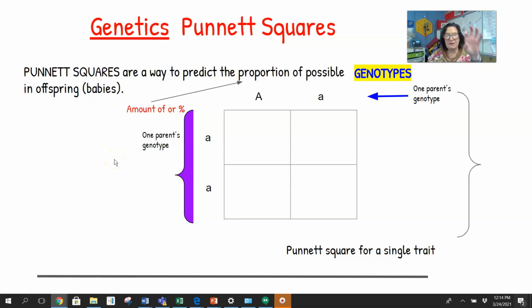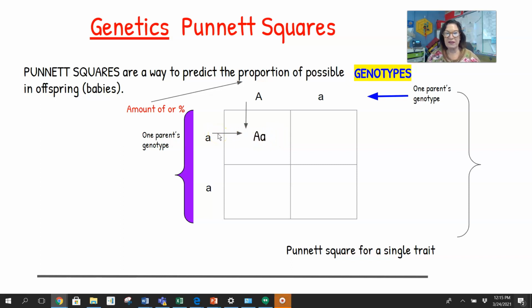So what we do is you make this square, right? I'm going to put one parent's genotype on the top. So this is big A, little a, which is heterozygous, right? And then I have this other parent, which is little a, little a, and that is homozygous recessive. So how we're going to do this is we're going to bring down this big A here and then bring over this little a here, and that's going to give us big A, little a.